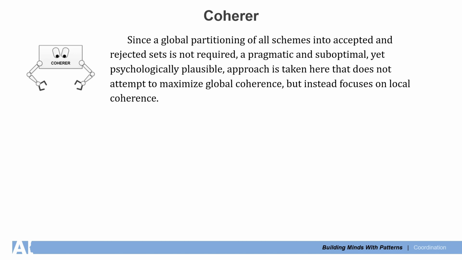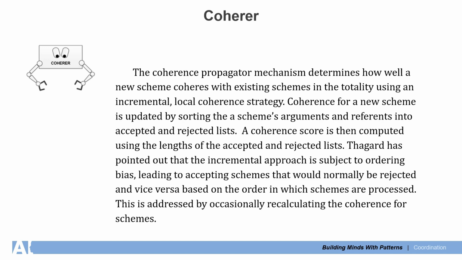Since a global partitioning of all schemes into accepted and rejected sets is not required, a pragmatic and suboptimal yet psychologically plausible approach is taken here that does not attempt to maximize global coherence, but instead focuses on local coherence. The coherence propagator mechanism determines how well a new scheme coheres with existing schemes in the totality using an incremental local coherence strategy. Coherence for a new scheme is updated by sorting the scheme's arguments and reference into accepted and rejected lists. A coherence score is then computed using the lengths of the accepted and rejected lists.